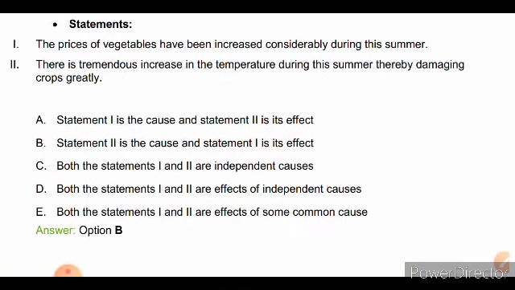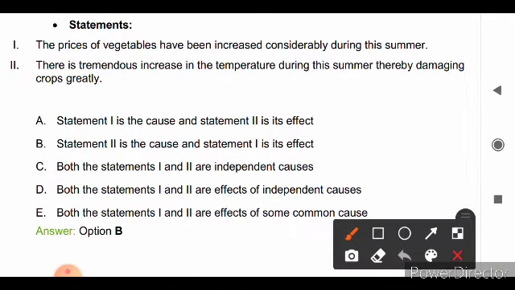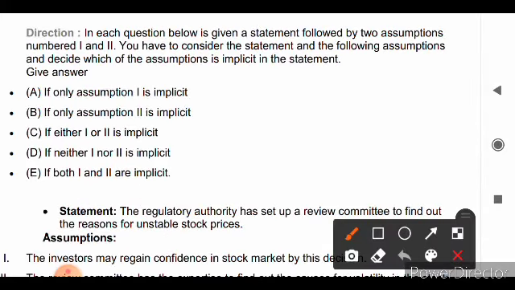So the statements are: 1, the price of vegetables has increased considerably during this summer. 2, there is a tremendous increase in the temperature during this summer, thereby damaging crops greatly. So we can see damage to crops due to high temperature may have resulted in a short supply of vegetables and hence their price increase. So the right answer of this question is option B. Statement 2 is the cause and statement 1 is its effect. Next question is direction for question.